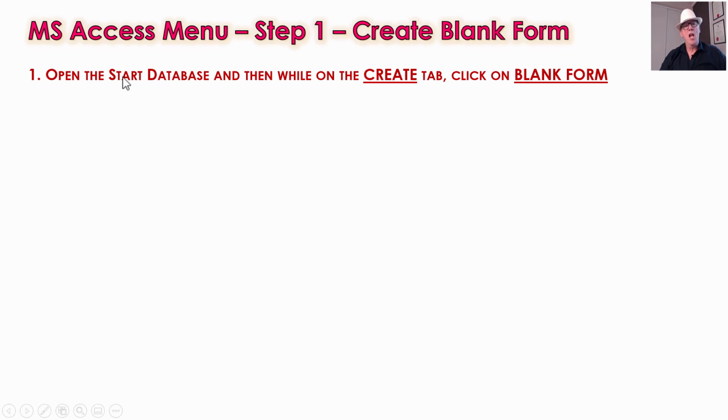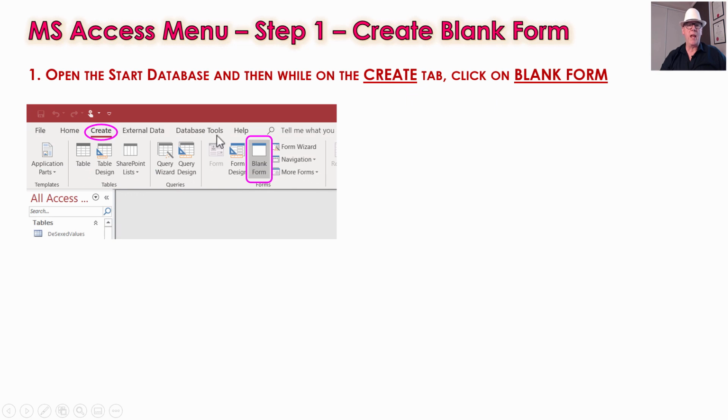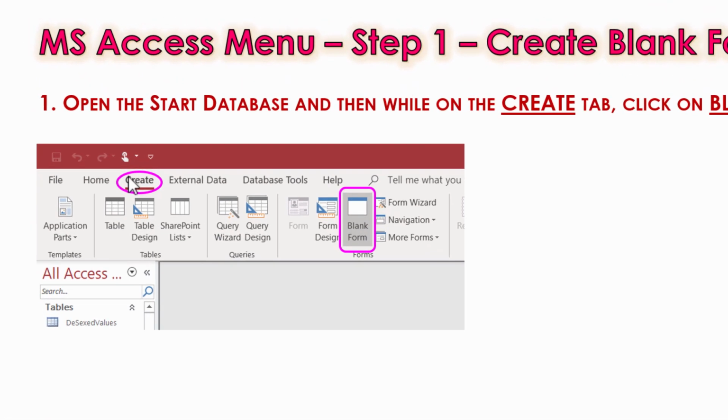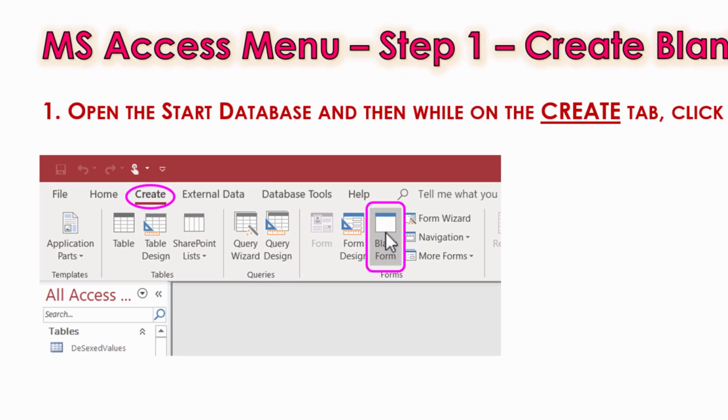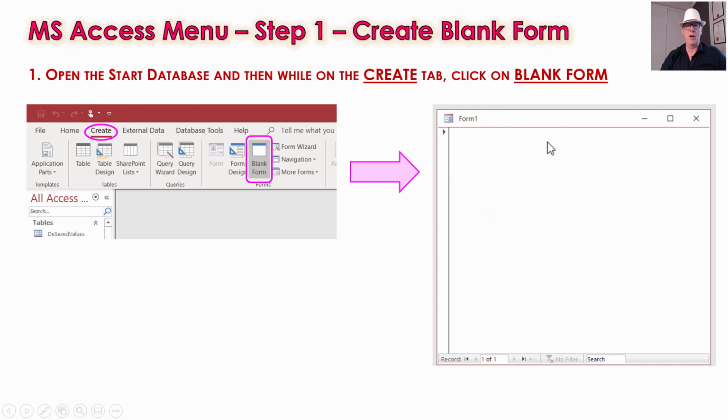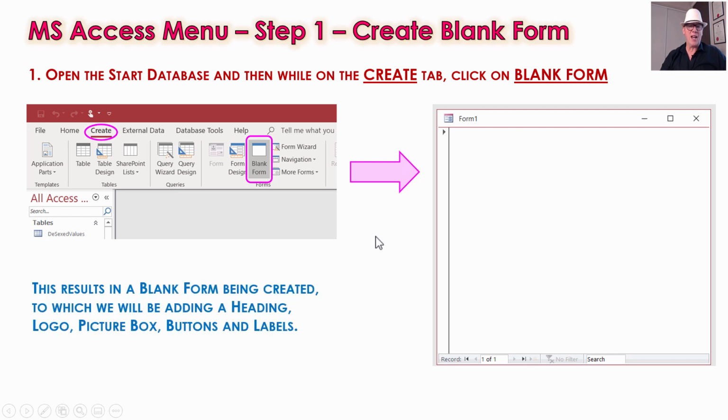So we go open that start database, get it open, and you need to go to the create tab and click on blank form. So we've done create before to make queries and to do form design to make our forms. This time we're going create, and we're just making a completely blank form here, all right? And as you guessed, it'll just come up a completely blank form like this on the screen, but that's exactly what we want.